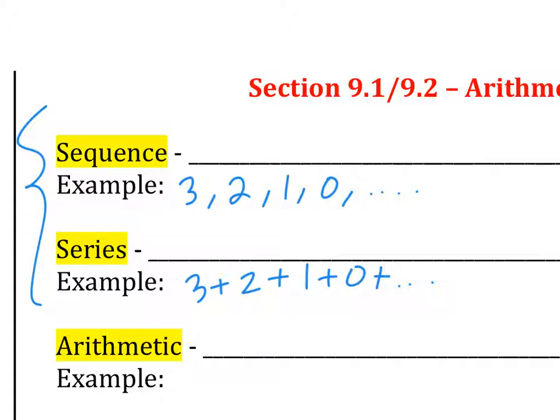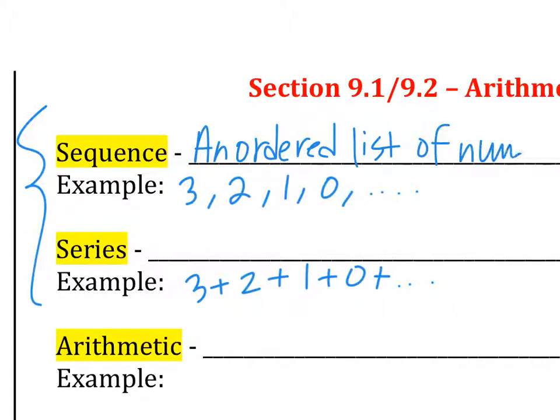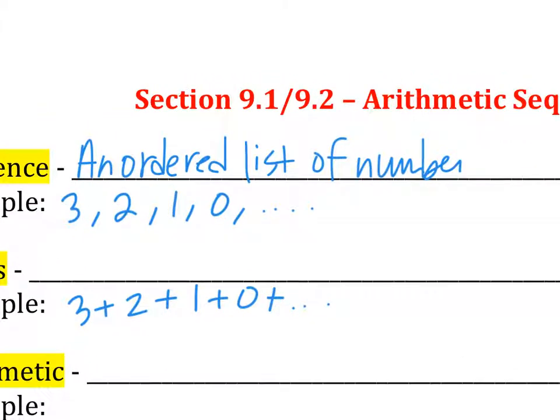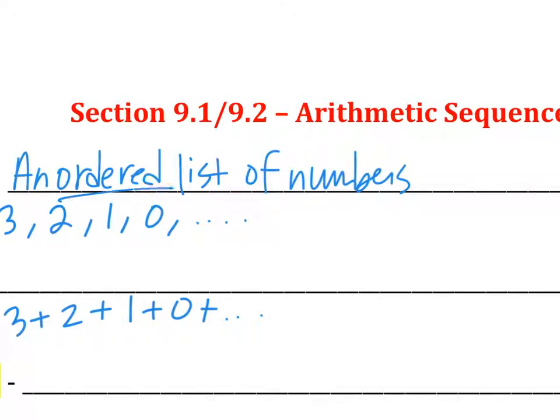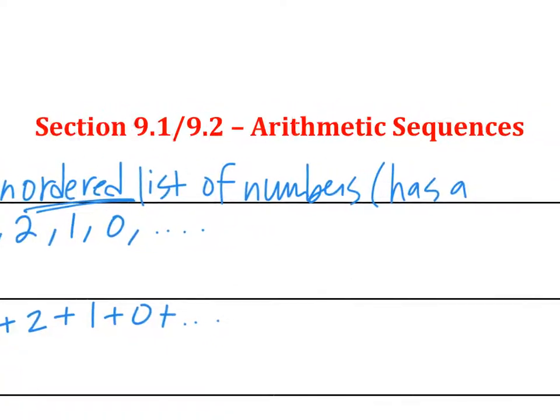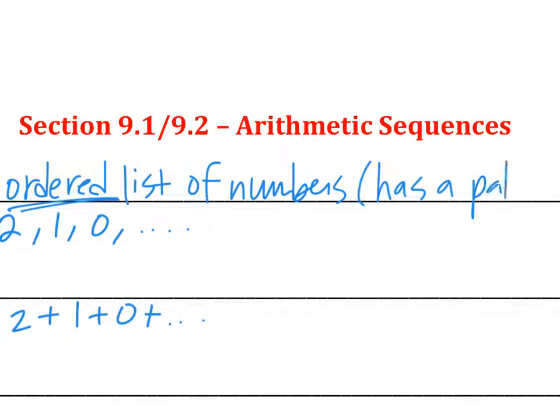But sequence is not just a list, any list. It's an ordered list of numbers. An ordered list of numbers. Ordered means that there is a pattern. Okay, so sequence is an ordered list of numbers, meaning that there is a pattern.